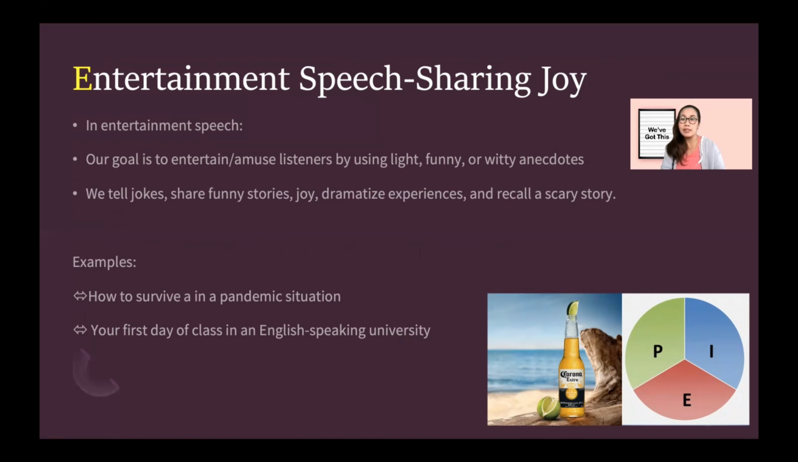Okay. So, finally, the E in the PIE. Entertainment speech. The objective of this speech is to share joy with the audience. In this particular speech, the speaker is going to entertain or amuse the audience by using funny stories or anecdotes, telling jokes, and dramatizing experiences so they become funny and very interesting.